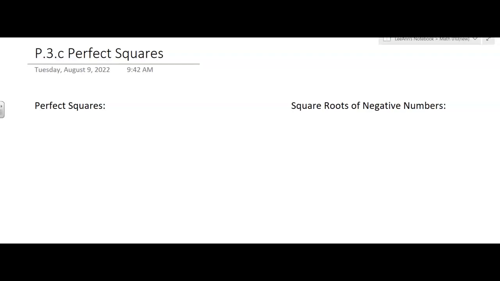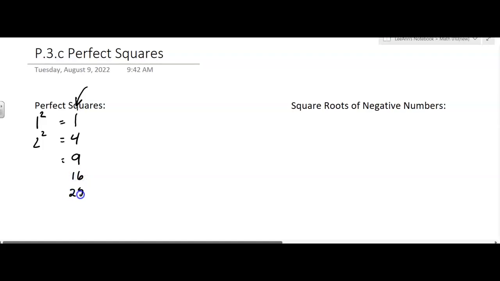Okay, so sometimes when we're working with square roots, it's really handy to be familiar with perfect squares. So I'm talking about, well, what is 1 squared? It's 1. What is 2 squared? 4. So perfect squares are these numbers over here. Those are perfect squares. 1, 4. Do you know what the next one is? 9, 16, 25. You can go through each of these. This one's 3 squared, 4 squared, 5 squared. Make yourself a little table.